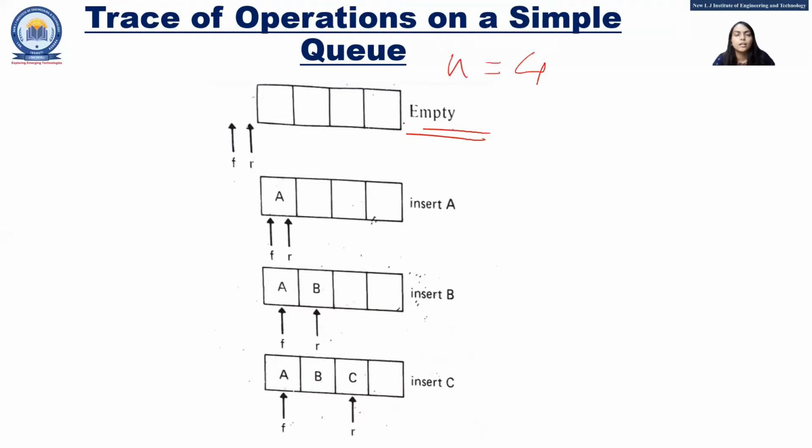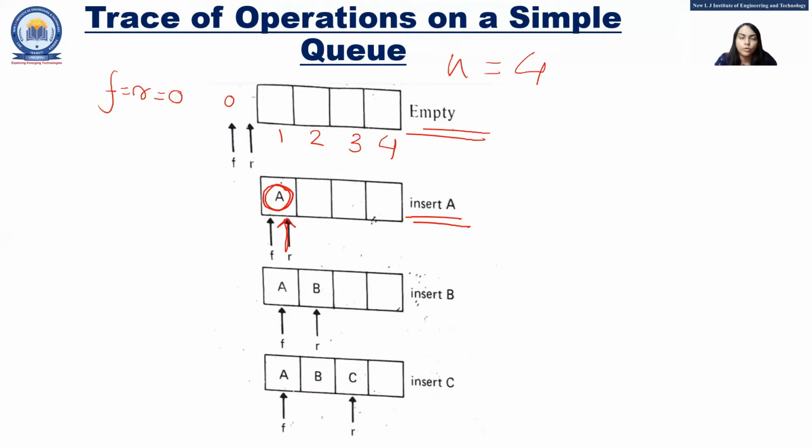It is empty. When a queue is empty, both front and rear pointers are at 0, if the positions are 1, 2, 3 and 4. Now we will insert A. When we insert A, it will be inserted from the rear side. So first the rear pointer is incremented and then we insert A.